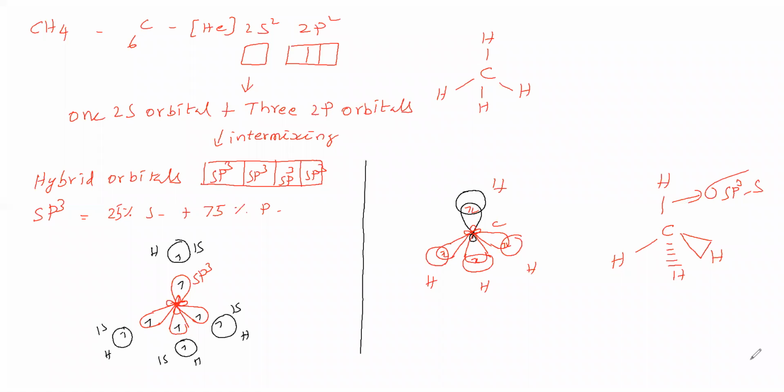Next, we will take a PCl5 molecule. In the PCl5 molecule, the central atom is phosphorus. The atomic number of phosphorus is 15. Its electronic configuration is neon 3s2 3p3 3d0. So 3s has one orbital, 3p has three orbitals, and 3d has five orbitals.